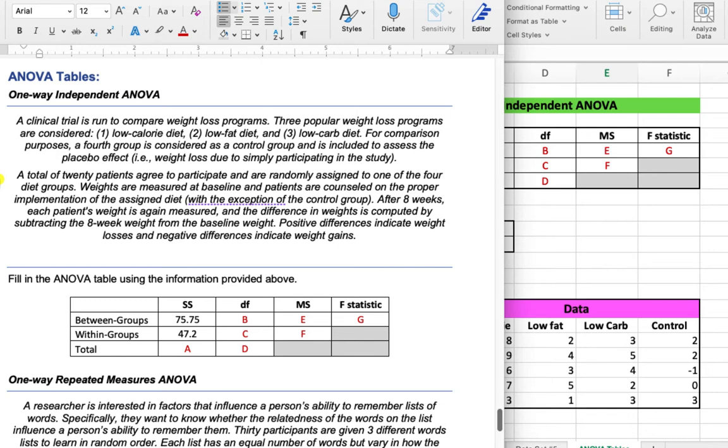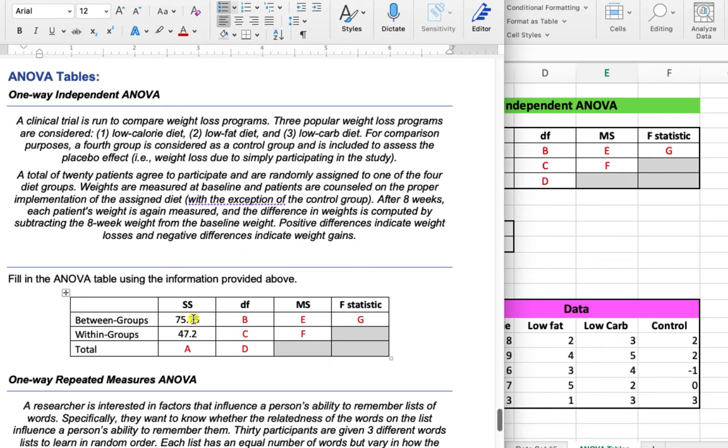Weights are measured at baseline, and patients are counseled on the proper implementation of the assigned diet. After 8 weeks, each patient's weight is again measured, and the difference in weights is computed by subtracting the 8-week from the baseline weight. So that's the value we end up getting in our data table here. Positive differences indicate weight losses, negative differences indicate weight gains. So this would be one of the situations where our dependent variable is an interval type of data. I didn't ask you about that, but just thought I'd point it out.